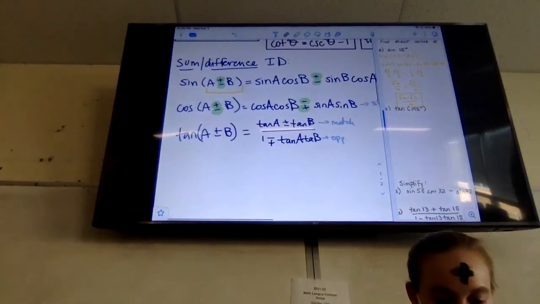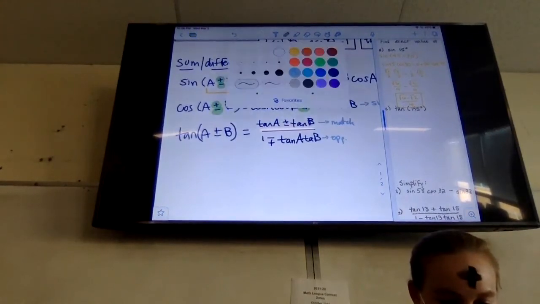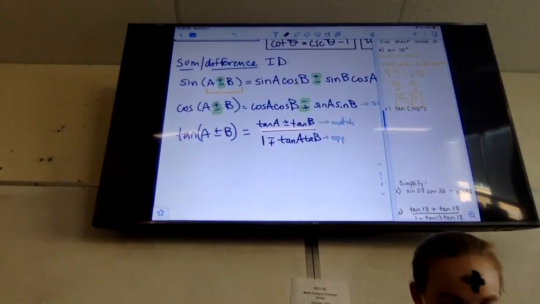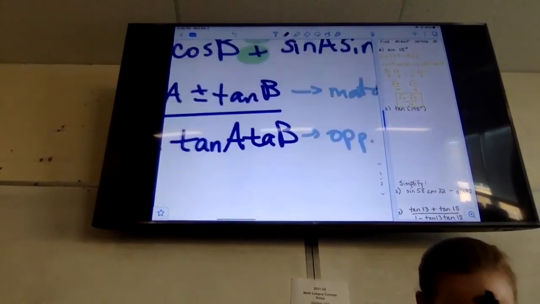Is that a 1? Yes, that's the 1 at the very beginning. 1 minus plus tan A times tan B. I lost my N there.